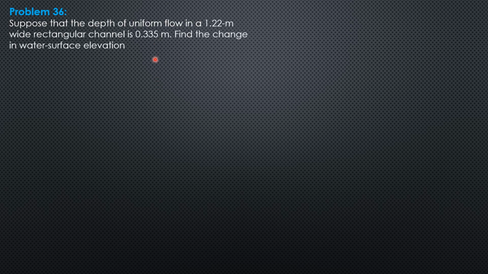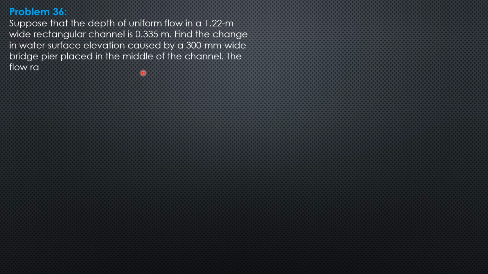Example 36. Suppose that the depth of uniform flow in a 1.22 meter wide rectangular channel is 0.35 meters. Find the change in water surface elevation caused by a 300 mm wide bridge pier in the middle of the channel. The flow rate is 1.4 cubic meter per second. So let's compute for q first. 1.4 divided by width 1.22, 1.148.